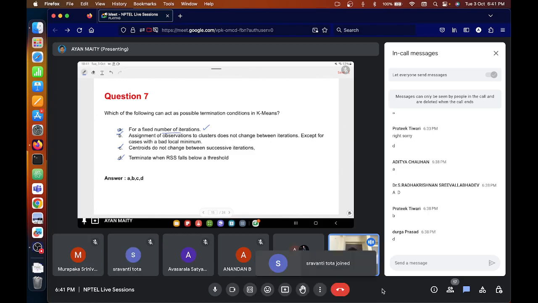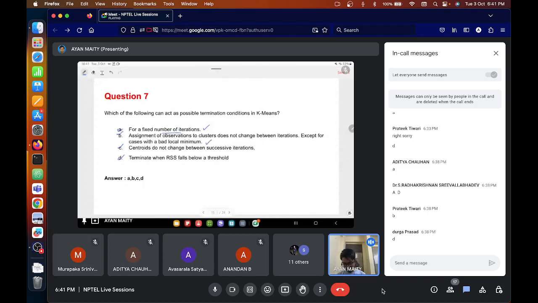So if, between successive iterations, the cluster labels do not change for any of these points, then the centroids would not change. If the centroids do not change in successive iterations, then they would also not change in the next iteration. So this is also a valid termination condition.